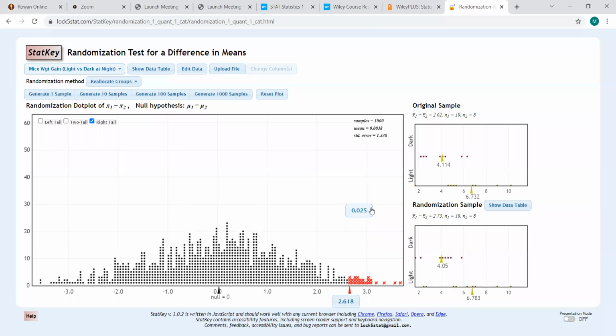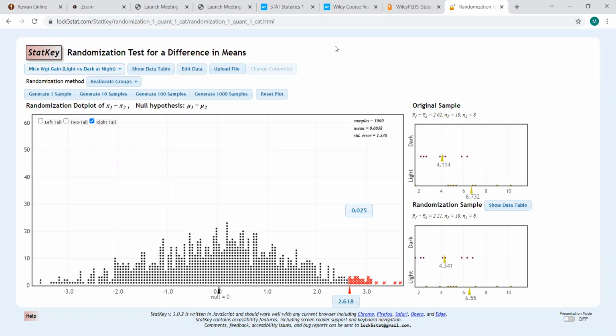What I notice here is this number, 0.025. That is what's called the p-value. So the p-value is basically the proportion of these 1,000 samples to have a mean of at least 2.618. The p-value is basically the probability or proportion of samples that have a sample statistic at least as extreme as the actual sample statistic from the sample that you have.